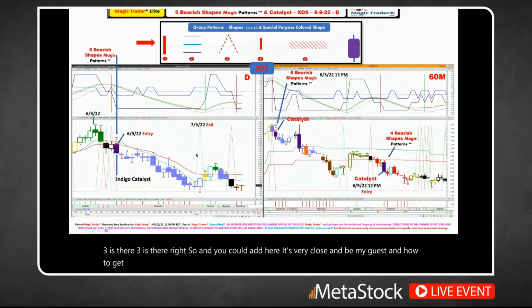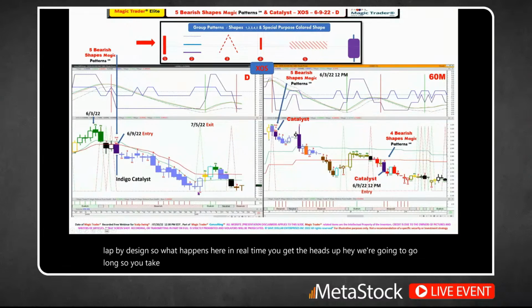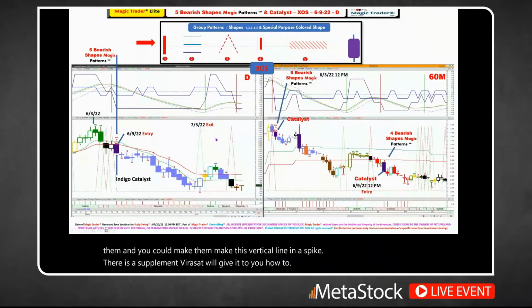Oh, the spike came in. The way in which we have designed this, the spike is a little bit shifted to the left by design. So what happens here in real time, you get the heads up: hey, we're going to go long. So you take your profit and run. So it gives me a heads up. That's why we did both of them. And you could make this vertical line a spike. There is a supplement. Metastock will give it to you on how to interpret the spikes and vertical lines. That will be helpful. If you are an existing user, you should read that.